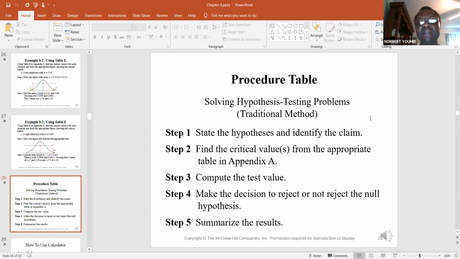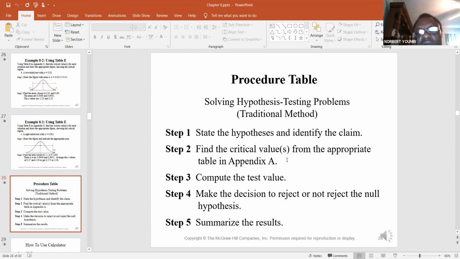Then find the critical values. Using alpha, you determine the critical values. Then compute the test value. We are going to have two methods. When sigma is known, we use the z-test. When sigma is unknown, we use the t-test.